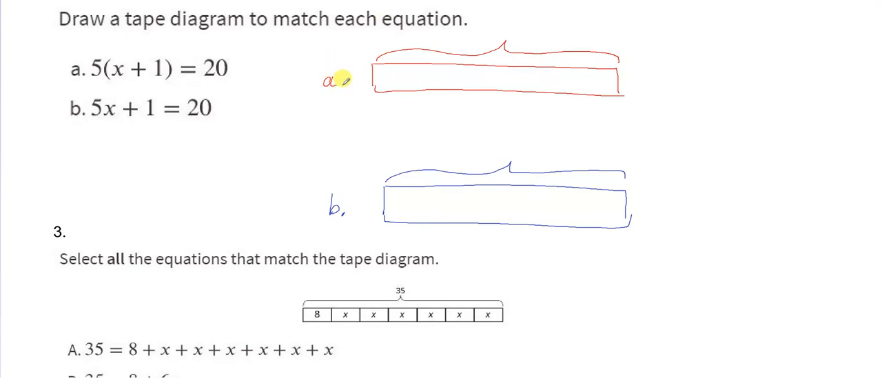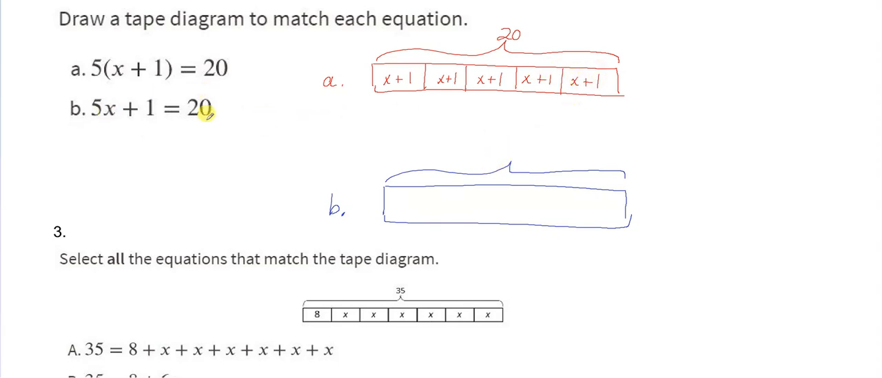So let's look at A. We have a total of 20 for both of them, so I'll go ahead and put 20 up here. And it says we have 5 x plus 1s. So we have 5 groups of x plus 1. So we need to split this up into 1, 2, 3, 4, 5 equal sections, and every one of those is x plus 1. So that's what that looks like. We have 5 sets of x plus 1. That's what that tape diagram would look like.